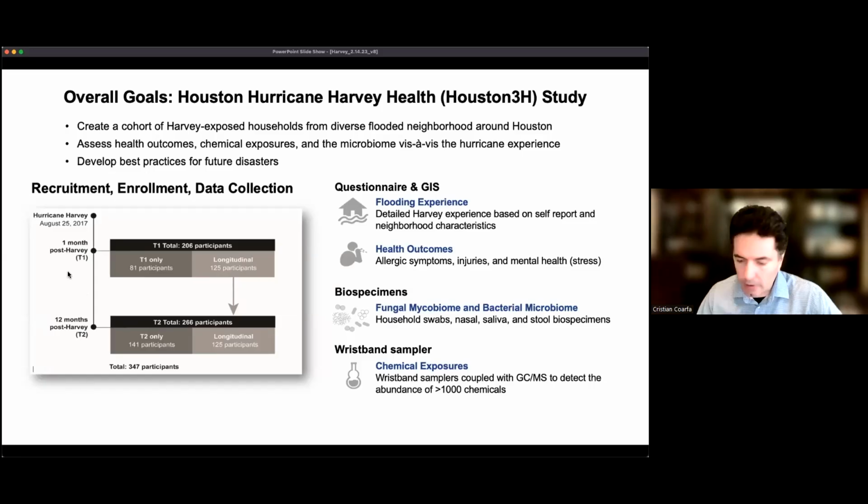And the information compiled was multidimensional. So one was based on questionnaire and geographic information system describing the flooding experience. Another one was health outcomes. Now, this was fairly limited, focused on allergic symptoms, injury, mental health. No electronic medical records were being checked. As far as biospecimens, a large focus was on fungal microbiome and bacterial microbiome, focusing on household swabs, nasal, saliva, and stool. And something which was fairly innovative was the use of a wristband sampler, which essentially sequesters chemicals, and then after mass spec analysis can detect an inventory of over 1,000 chemicals.